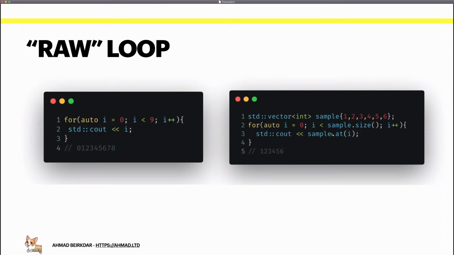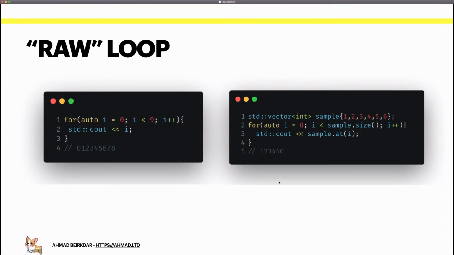Another example would be using this on a vector. So let's print out the contents of a vector. We do for auto i is equal to 0, i is less than sample.size. So dot size gets me the length of the vector, like len in Python. And then I do i++, and then I just print out sample at i, and that prints out the whole vector for me.